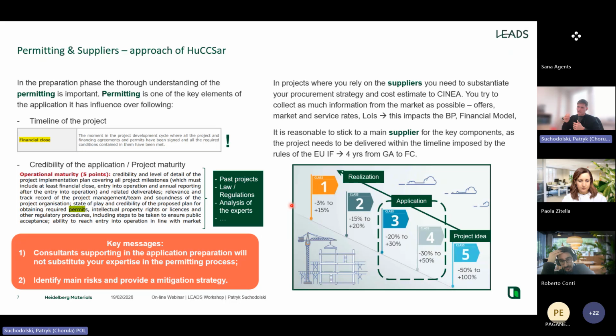Permitting also impacts the timeline of the project, because the financial close, which was mentioned in the first presentation, is the moment in the project where you are signing all the permits and all the financial agreements. And this is the financial close. That's why it is very important to make it credible, because without a credible permitting process and approach, you wouldn't get credible project maturity. You wouldn't have a high score for the project maturity level.